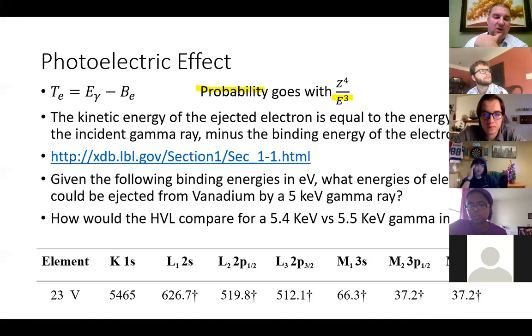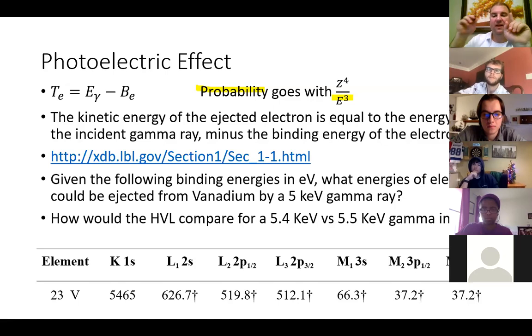Exactly. Okay. So between say 650 eV and 5,465 eV, as the energy increases, the range increases. But then as soon as you get over that 5,465 eV, now you have an additional interaction that's possible. That's going to increase the probability of interaction, which is going to decrease the range of the gamma ray.